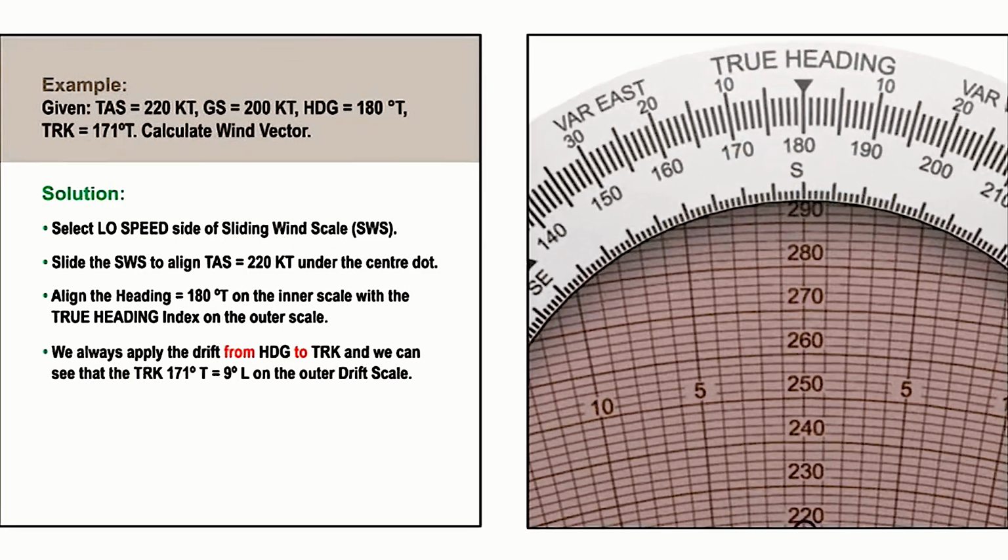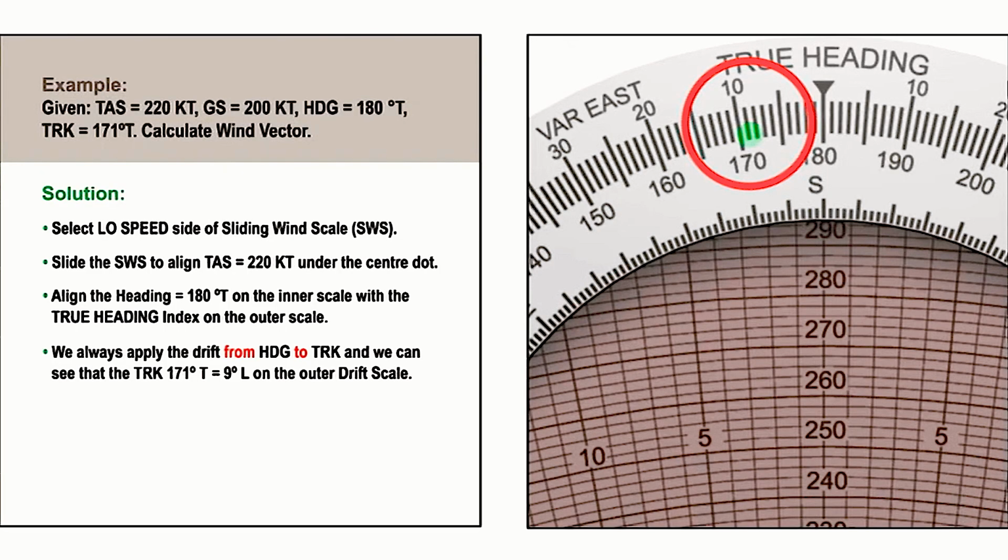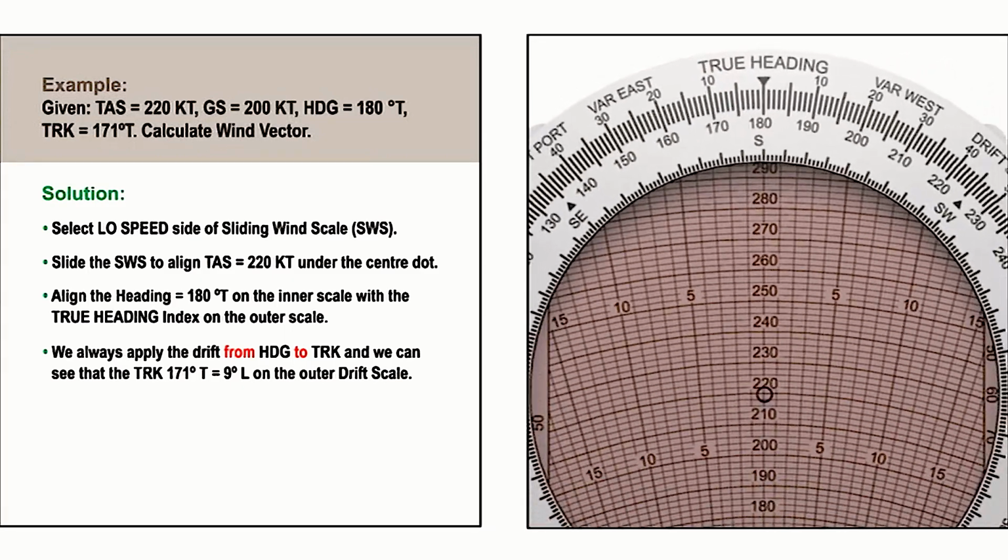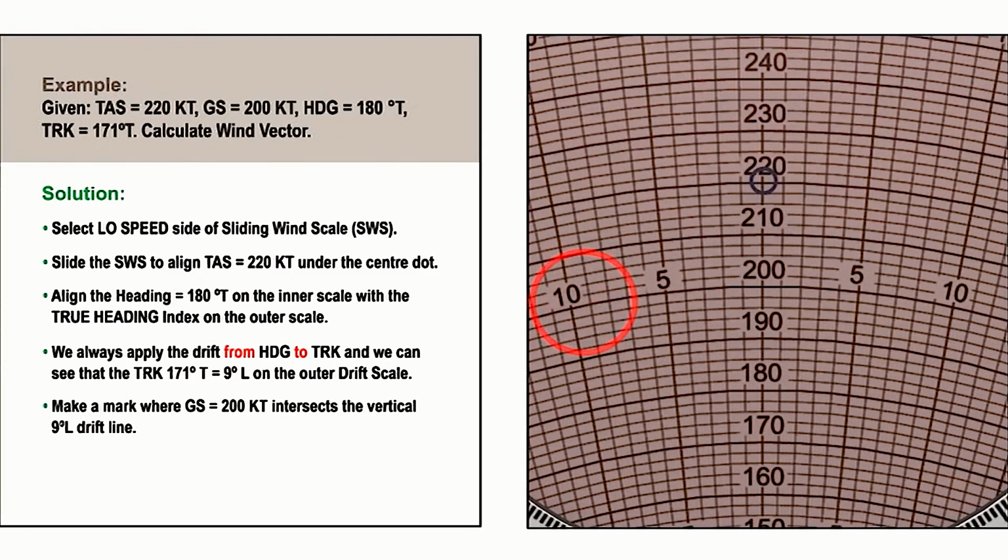We always apply the drift from heading to track, and we can see that the track of 171 degrees true corresponds to 9 degrees left on the outer drift scale. So we make a mark where the vertical 9 degrees left drift line intersects the ground speed of 200 knots.